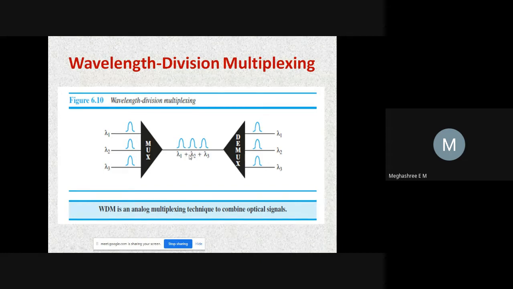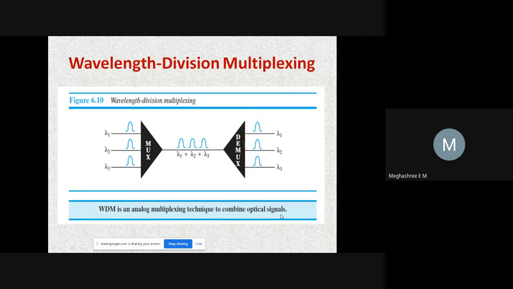You can see here it is represented as lambda 1, lambda 2, lambda 3, which are the frequencies of each signal, right? So when combined, it forms a wider band of light, and the same will be separated at the receiver side with the help of the demultiplexer. I hope this is clear. Okay, so you have to remember this. This is specifically used for analog signals, to combine optical signals.